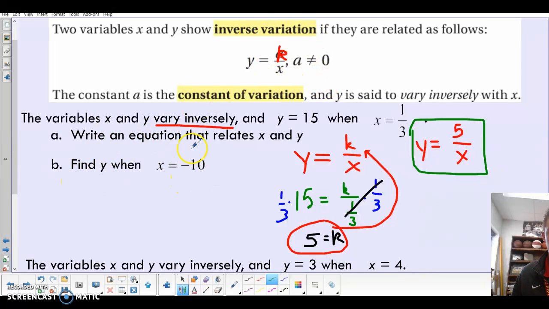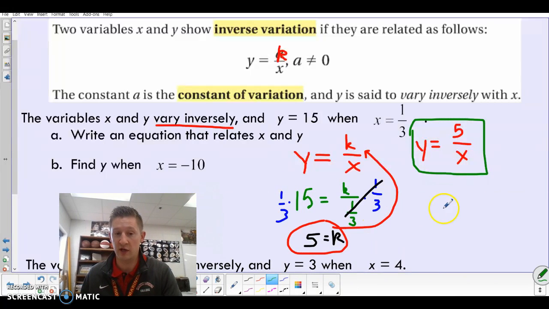Now, part B in a lot of these problems is going to be a second part. It says find y when x equals -10. Well, if I know that x and y are related this way, and there's a different x value, what's a different y value? Take that equation and plug in -10. 5 divided by -10 would be -1/2 or -0.5. So that would be the second answer to my problem. A lot of the things that you'll be doing to practice are going to involve two things: find an equation that relates x and y, then use that equation to find a new value.